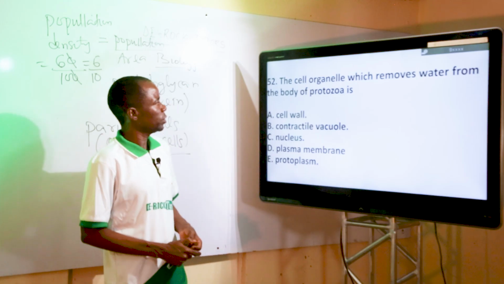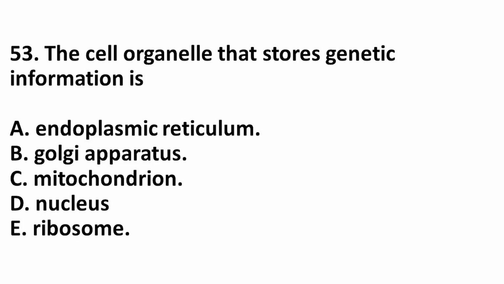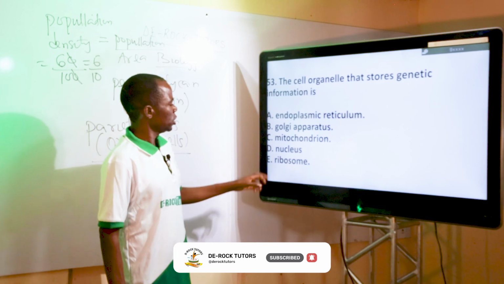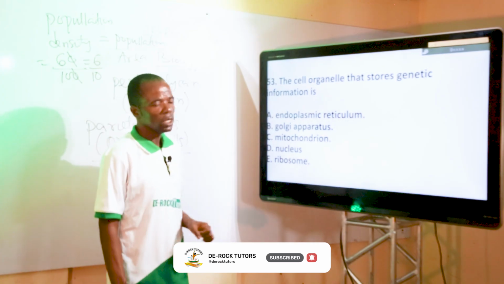Let's go to number 53. The cell organelle that stores genetic information is dash. That is the nucleus. Genetic information is stored in the nucleus because we know that the chromosomes of eukaryotic cells are present in the nucleus. So the cell organelle that stores genetic information is definitely option D, the nucleus.